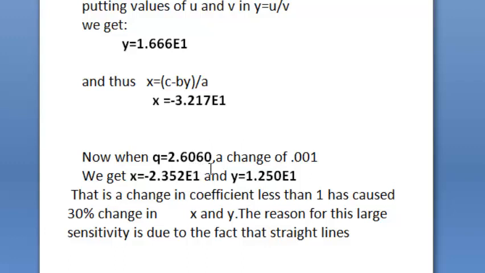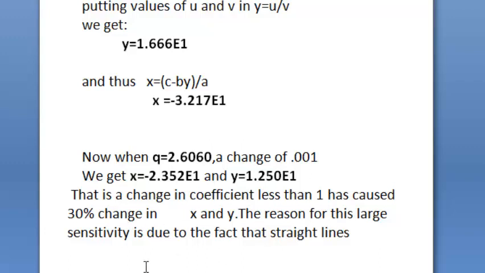Now here, when we change the value of q equals 2.6050 to q equals 2.6060, like we are changing the value of q by 0.001, we get the value of x as minus 2.352 e1 and the value of y to be y equals 1.250 e1. So a slight change in one of the coefficients of the equation will cause a drastic change in the values of x and y. Here, a change in the coefficient of less than 1 has caused a 30% change in x and y.